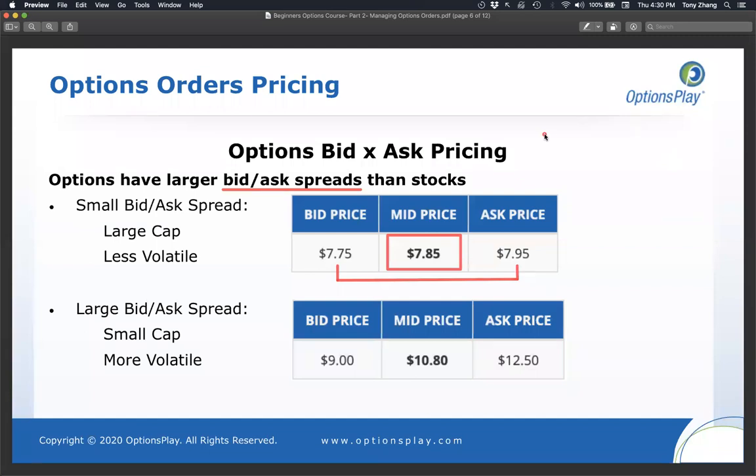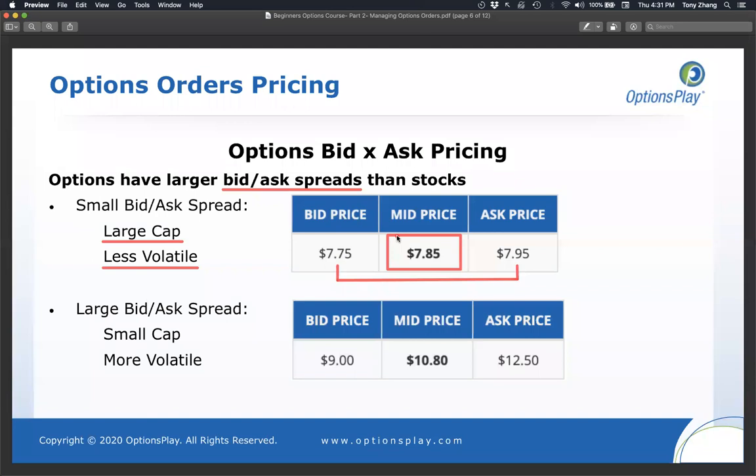Now, this type of spread, 20 cents, is typically what I would consider a fairly small spread. Many times you'll see this for stocks that are relatively large cap, think Apple, Microsoft, IBM, large cap stocks that aren't very volatile. You will typically see smaller bid-ask spreads, meaning you're able to buy and sell relatively close to the actual theoretical value of an option.